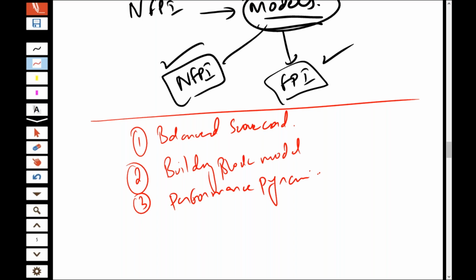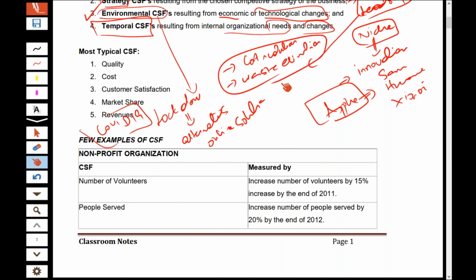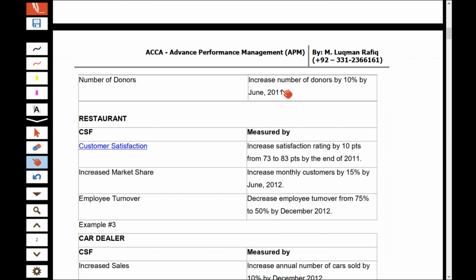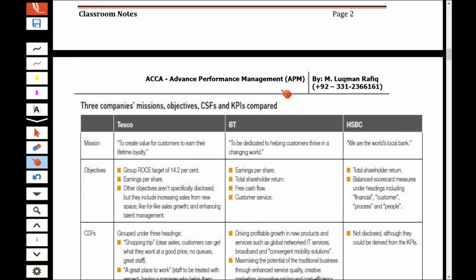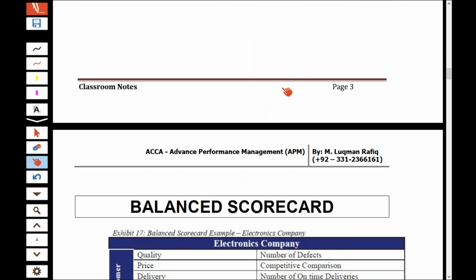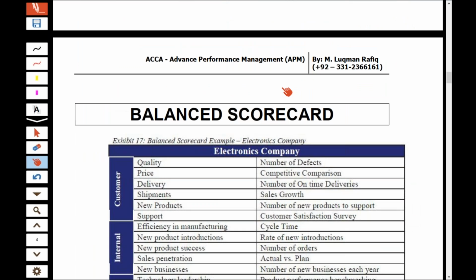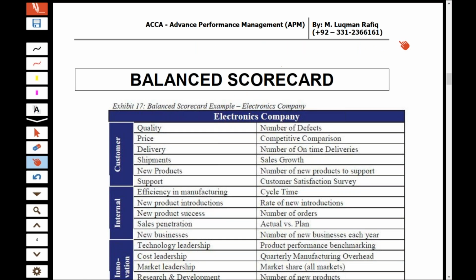So what we are going to be doing is, we'll be going through each one of these models one by one. You have got this handout attached to this specific window where you could find it. And here, the first model that I'm going to be discussing will be the Balanced Scorecard.